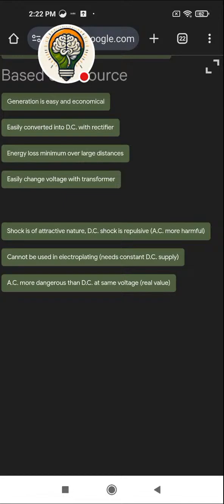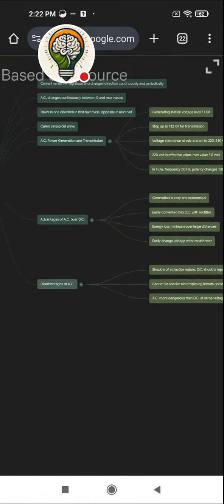AC is more dangerous than DC at the same voltage real value.